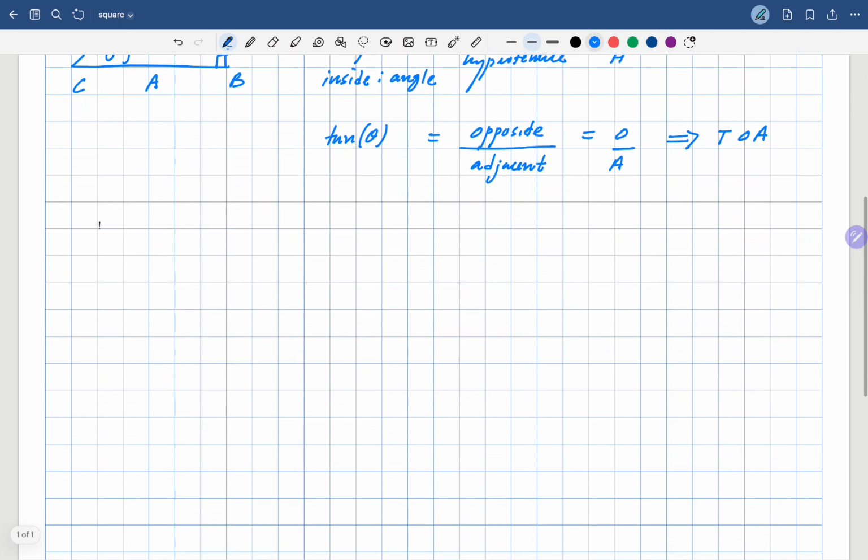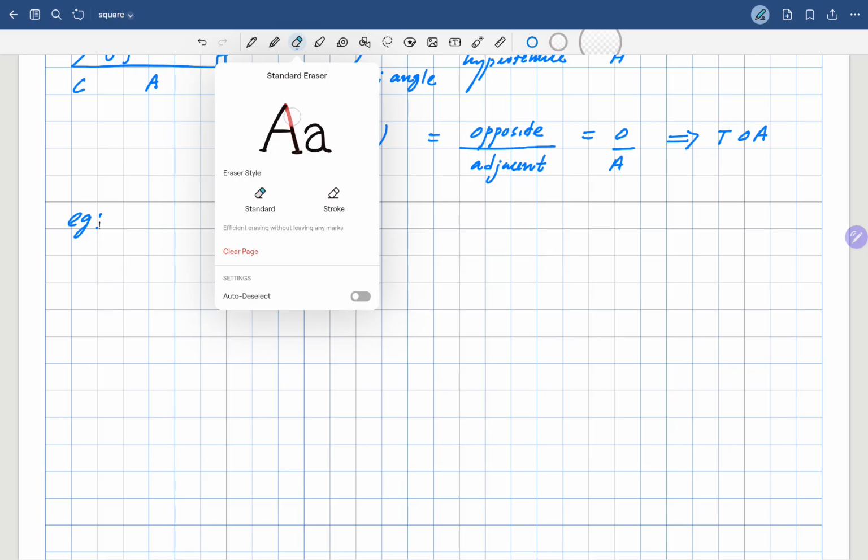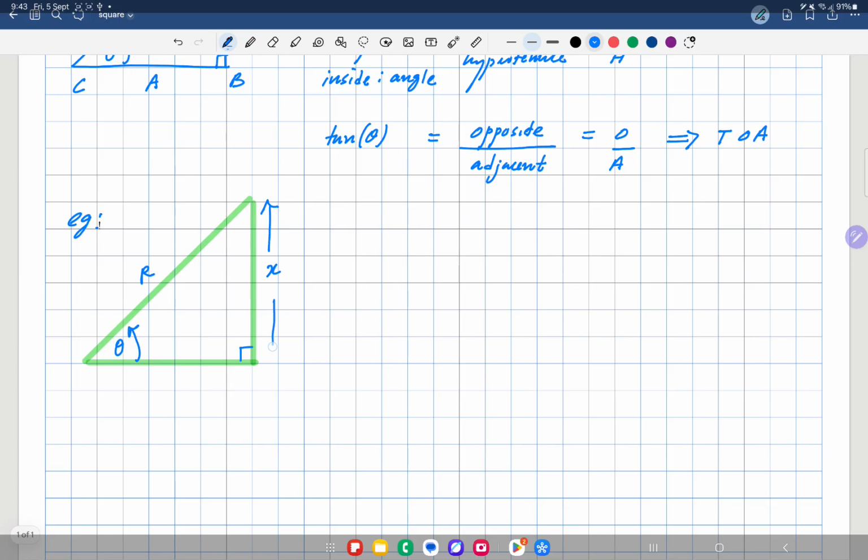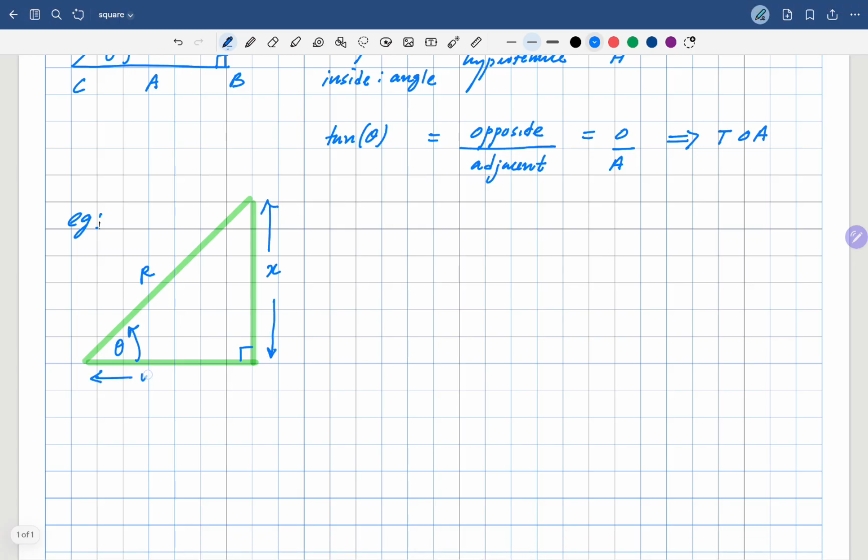Now I'm going to discuss a few examples here. So in this example, I'm going to say my hypotenuse is R, my angle is theta. So height, I'm going to say X, this height, and the length I'm going to say Y, right? So the question is, write X and Y both in terms of R and theta. This is a question.